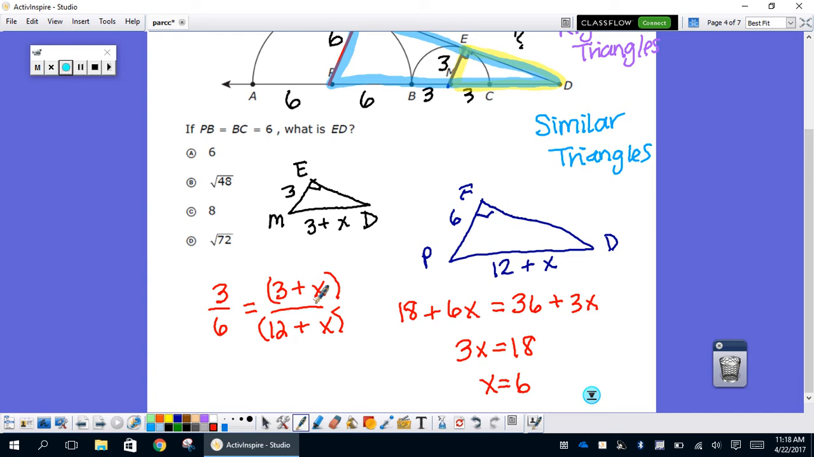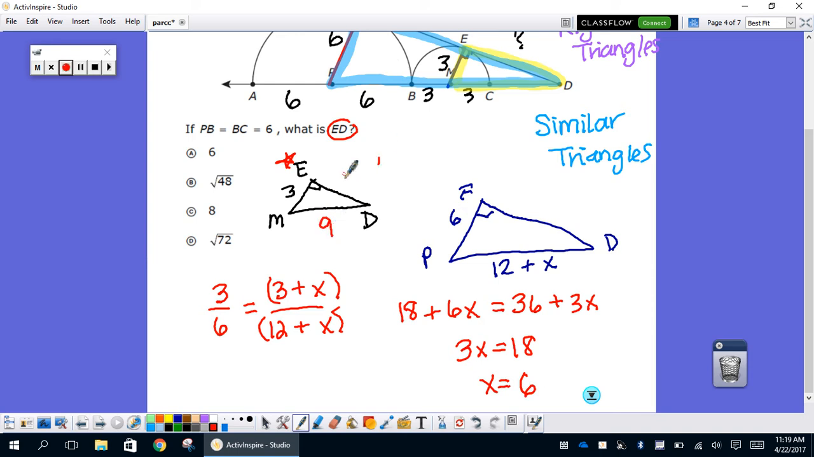And now we're going to use our 6 to actually answer the question and find ED. So we are going to use this right triangle right here. Hopefully you used pencil so you could erase. I'm now going to erase this because it's going to be 6 plus 3, because it's 3 plus x. So our x was 6. So this becomes 9 now.